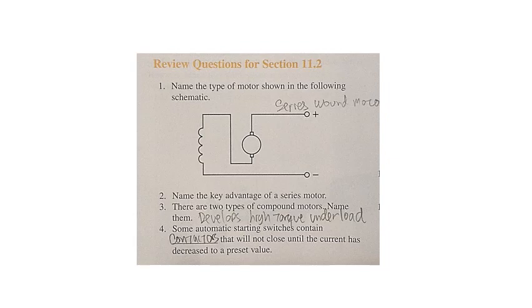Question 3, there are two types of compound motors. Name them. The two types of compound DC motors are the cumulative compound motor and the differential compound motor. Question 4. Some automatic starting switches contain blank that will not close until the current has decreased to a preset value. Those are contactors.